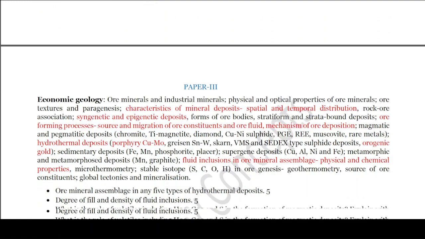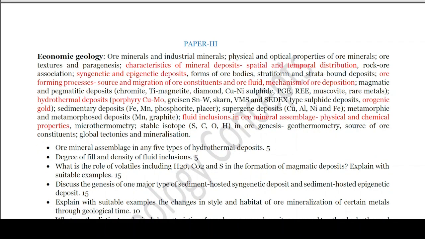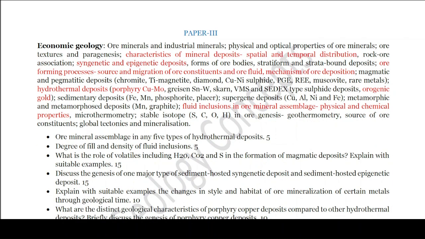Let's analyze the economic geology section from the paper 3. If you see the nature of questions, they are slightly straightforward as compared to 2022 and 2020 paper, right? Because in 2021 there was no paper 3, but if you compare it to 2022 and 2020 paper, slightly straightforward questions are asked in this year's paper. Most of the questions are directly asked from the syllabus. In fact, the answer of the very first question, that is the assemblage of any 5 types of hydrothermal deposits, has hints in the syllabus itself, which are porphyry copper, molybdenum, greisen tin, wollastonite skarn, VMS, and SEDEX type sulfide deposits. They are directly mentioned in the syllabus.